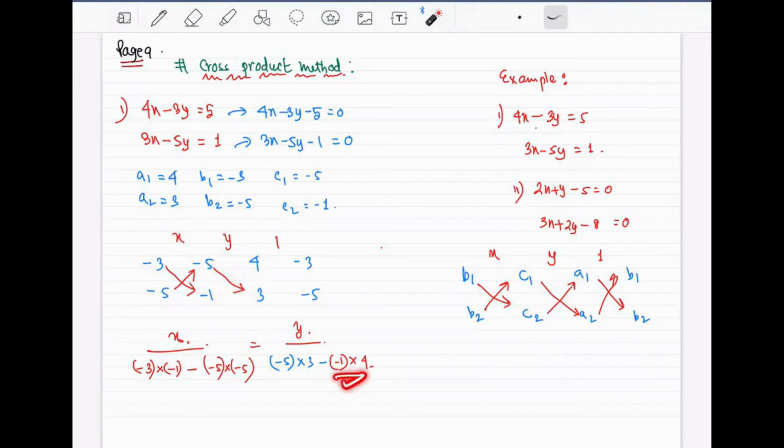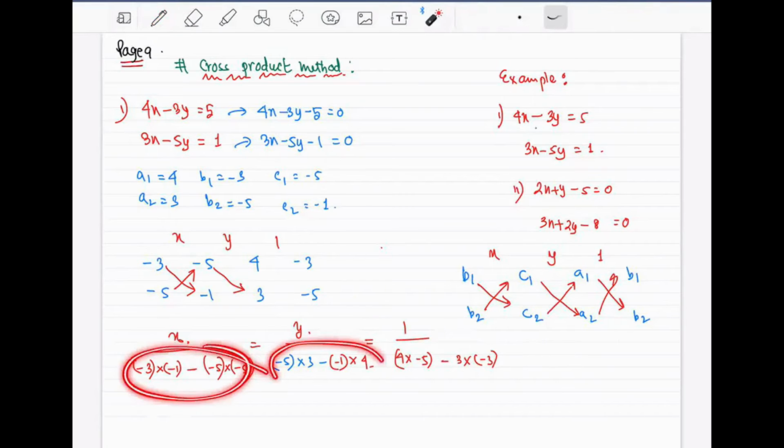We have got right here, is equal to, what about 1? For 1, cross multiply, 4 into minus 5, minus, what's next? 3 into minus 3, 3 into minus 3. Okay, let's all multiply. Let's just solve these portions.